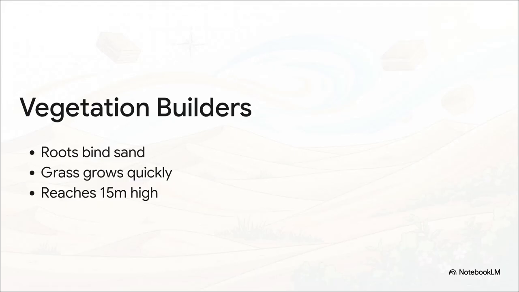So you might be wondering, how exactly does a giant hill of loose sand grow 15 meters tall without just blowing away in a heavy storm? Well, it's all about the plants. Plants like marram grass are the true architects of this environment. Marram grass shoots these incredibly long, tough roots deep down into the dune.